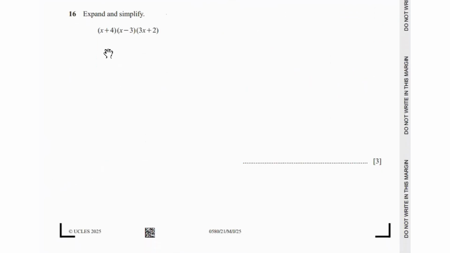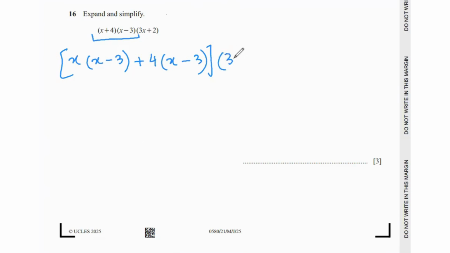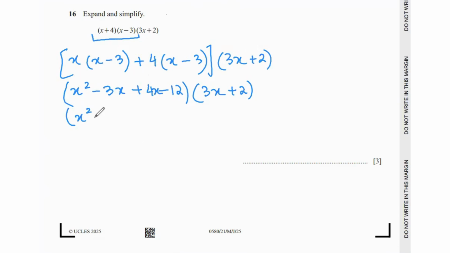Then expand and simplify. We have a triple bracket expansion. So what you can do is start with expanding the first two brackets. So x times x minus 3 plus 4 times x minus 3. And this entire thing is multiplied with 3x plus 2. So that's x squared minus 3x plus 4x minus 12. And that's times 3x plus 2. Combine the like terms, x squared plus x minus 12 times 3x plus 2.